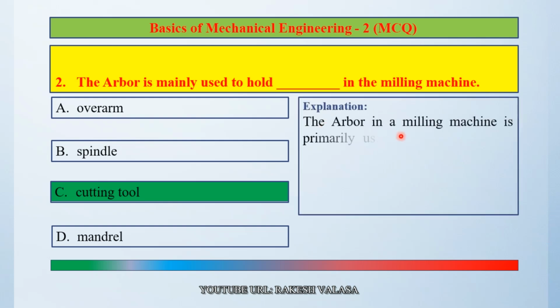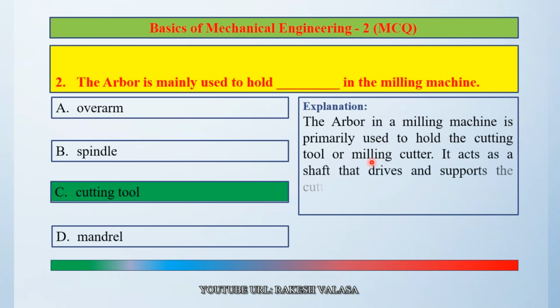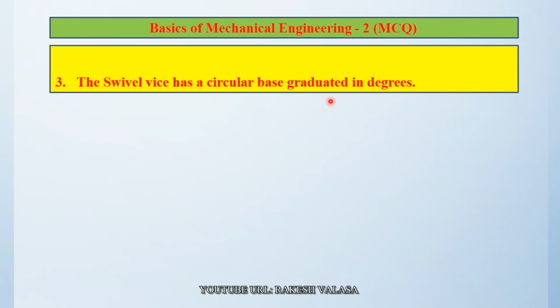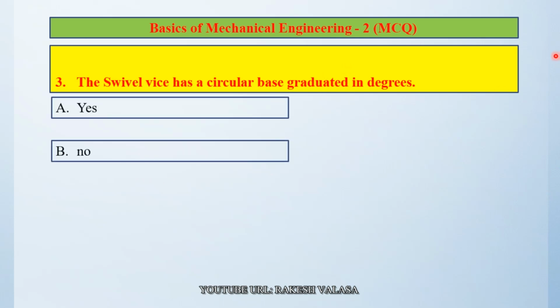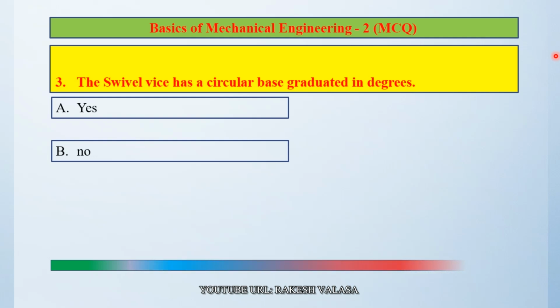The arbor in a milling machine is primarily used to hold the cutting tool or milling cutter. It acts as a shaft that ensures it. Question number 3. The swivel vise has a circular base graduated in degrees. Option A, yes; option B, no. The correct answer is option A, yes.